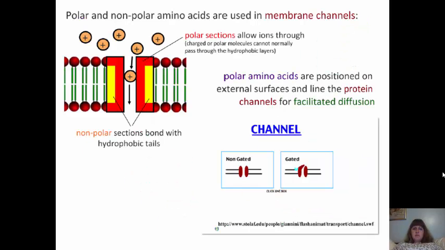The polar and non-polar amino acids are really important in the folding, and in particular, they're key in forming the membrane channels. You have a polar section, it's going to be the opening of the channel, and that is to allow ions through. Charged or polar molecules can't normally go through the hydrophobic layers, which we'll get into more when we talk about cell structure. So the nonpolar sections bond with the hydrophobic tails to keep the protein in place. Polar amino acids are positioned on the external surfaces, and they also line the protein channels, and this helps for facilitated diffusion.